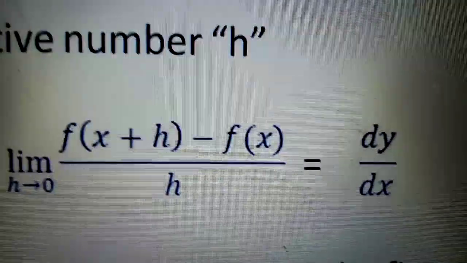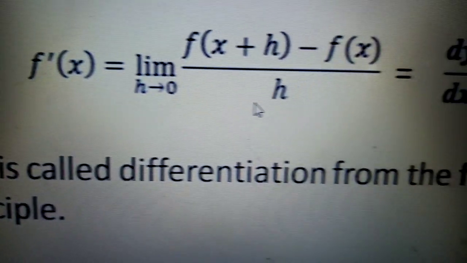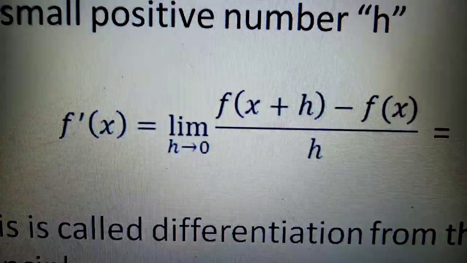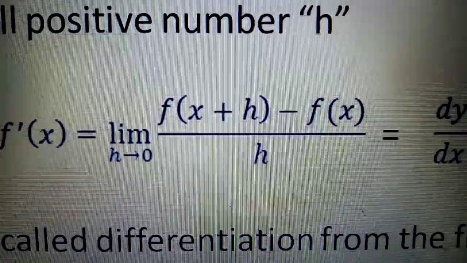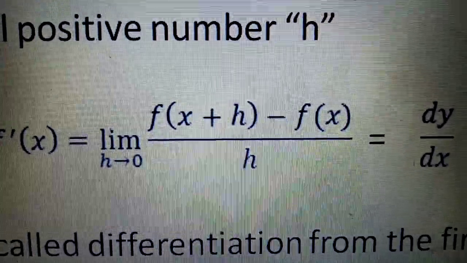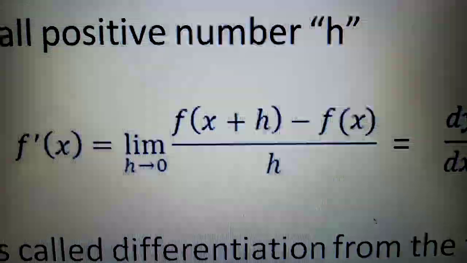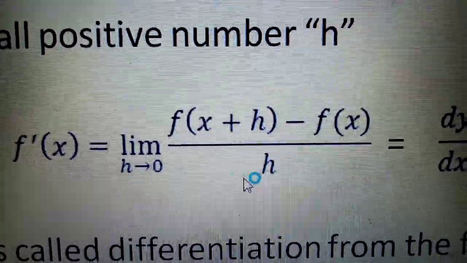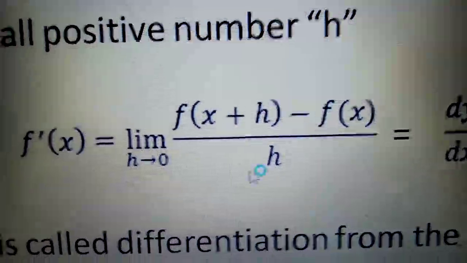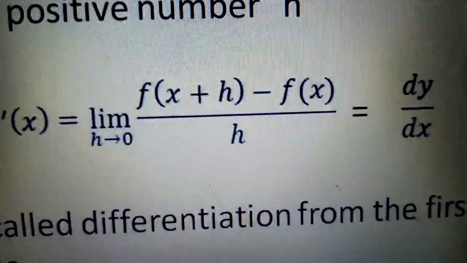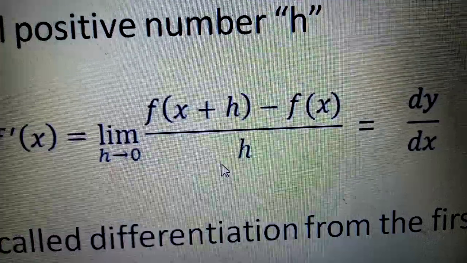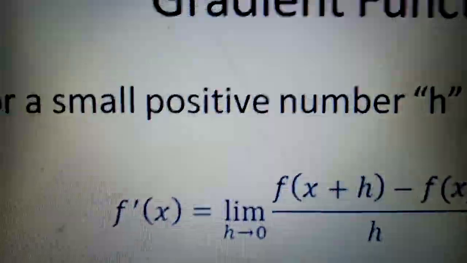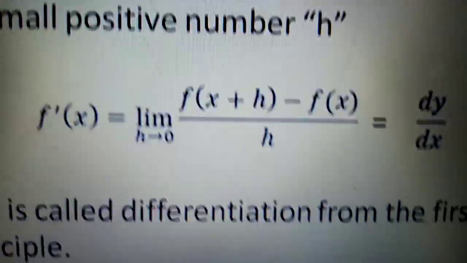So that's dy dx. This is called differentiation from first principles. So differentiation from first principles is limit h tends to 0, f of x plus h minus f of x all over h. That means we are subtracting the function at point x from the function at a value very close to the point x, and we are taking the limit as that small positive number h is going to become 0.